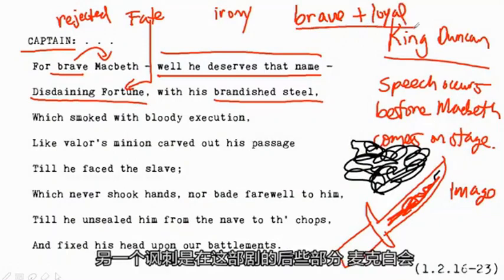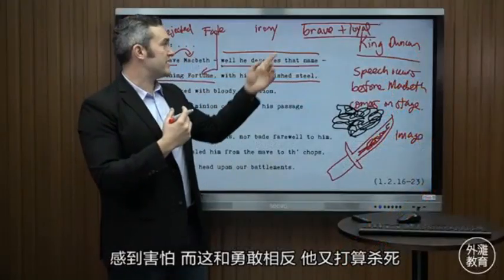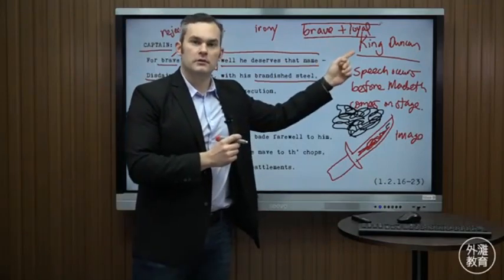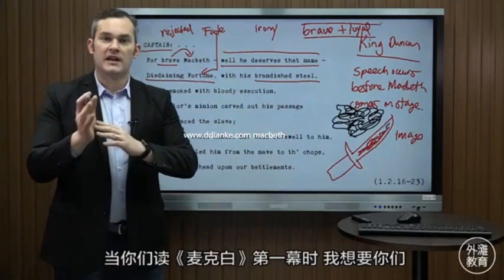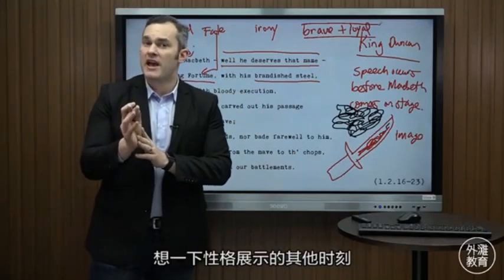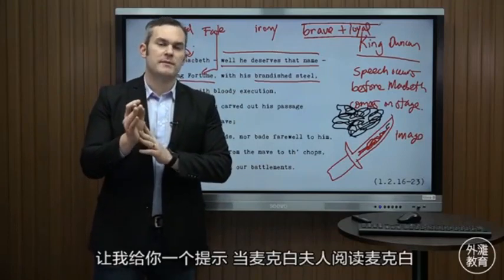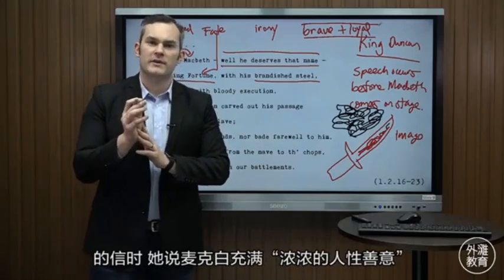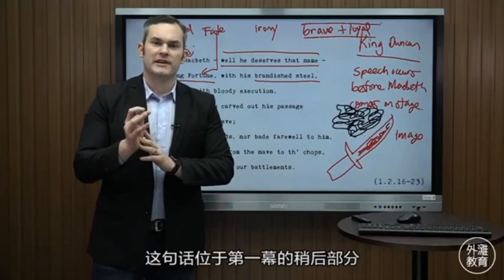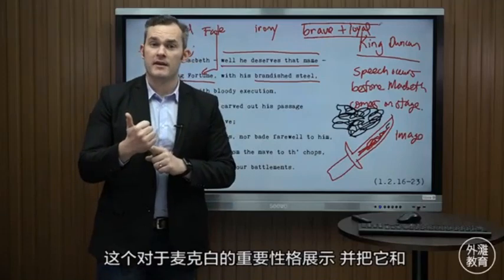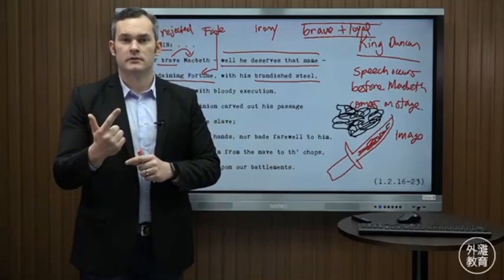Now, of course, another element of irony here is that later on in the play, Macbeth is going to be very frightened, which is the opposite of brave, and he's going to kill the king, which is the opposite of loyal. Okay, so as you're reading Act 1 of Macbeth, I want you to think, what are other moments of character exposition that we have? I'll give you a hint. When Lady Macbeth reads Macbeth's letter, she says that Macbeth is too full of the milk of human kindness. That happens a little bit later in Act 1. When you're reading that at home, I want you to think, why is this important character exposition about Macbeth, and how does it relate to the rest of the play?